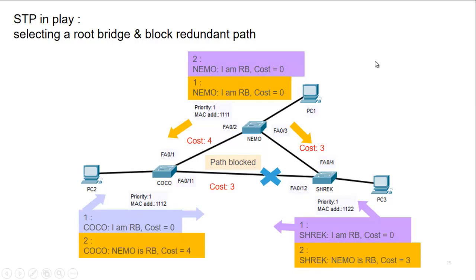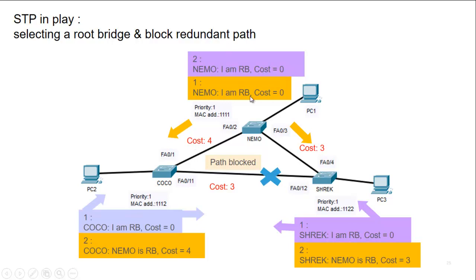When Coco receives the message from Nemo, he will check and see, oh, priority is 1, the same as mine, but Nemo has the lower MAC address. So Nemo is a better candidate for root bridge. So now Coco says Nemo is the root bridge and the cost is 4, meaning from Coco to Nemo, the cost is 4.